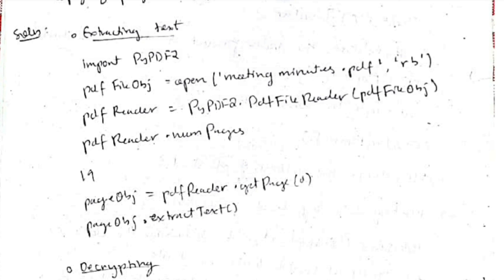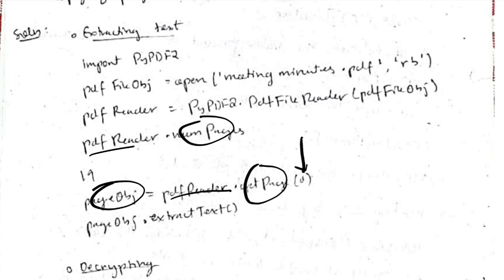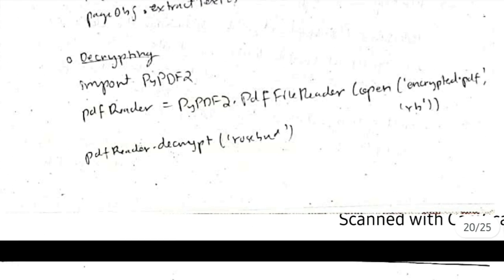Okay, so like pdf_reader.numPages, and if you want to get a particular page number, you have to specify .getPage. Then you can get the page, and you can extract the text also by using .extractText. Okay, that was for extracting text, and this is for decrypting. If it is encrypted, you have to use the secret key. Here you have to use .decrypt. Same thing goes for encryption also, .encrypt.